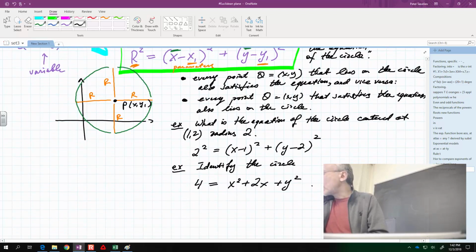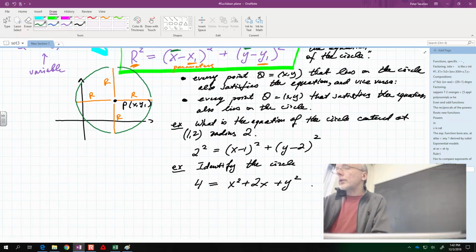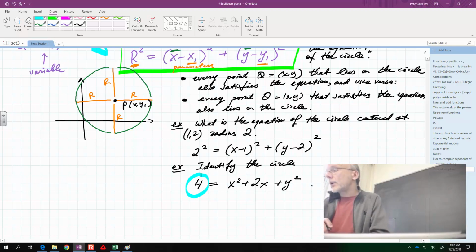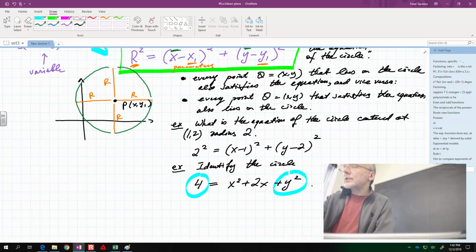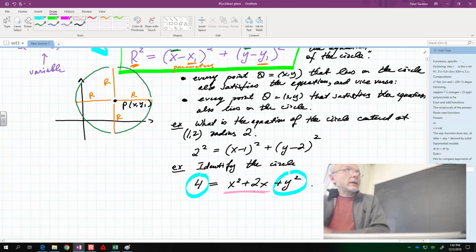Okay, so then to identify what the circle is, you have to turn it into the standard form, and some parts are already there for you for convenience. You can see them. So the number on the left, y squared, is present. What the problem is here is that we don't have x minus something at the top squared. We have x squared plus 2x. Okay, so what do we do?